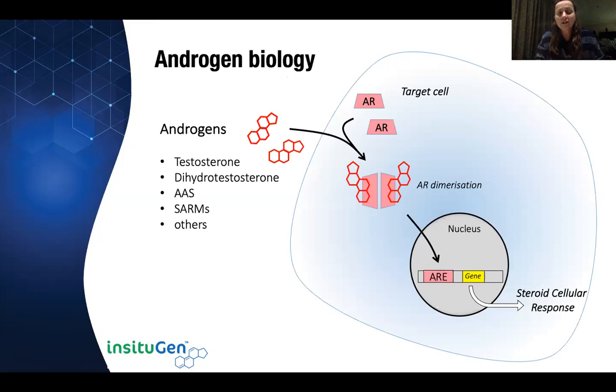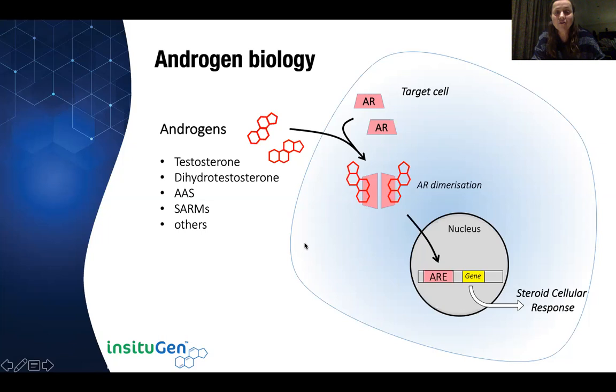When androgens act in your cell, they diffuse into the cell and bind to the androgen receptor. The androgen receptor will then dimerize and enter the nucleus, where it binds to a specific DNA element called the androgen response element. The androgen response element leads to the activation of gene transcription, and this then leads to the androgen cellular response.